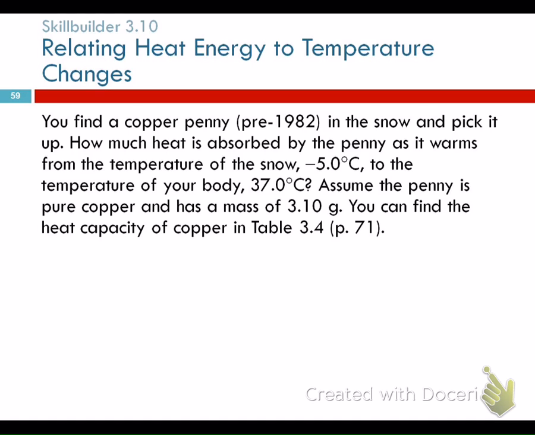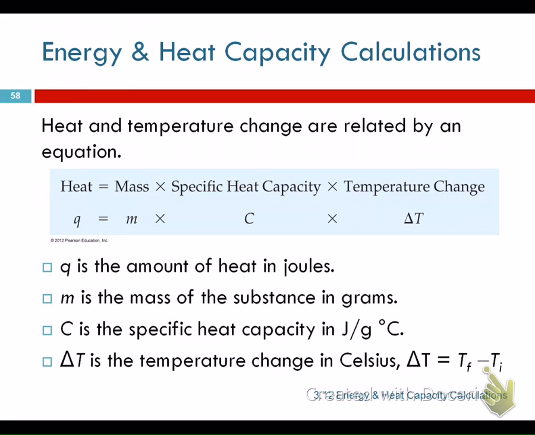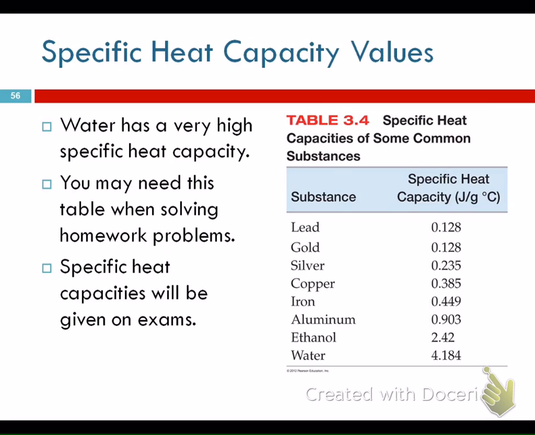Okay, so you have a copper penny in the snow, and you pick it up. How much heat is absorbed by the penny as it warms from the temperature of the snow, minus 5 degrees Celsius, to the temperature of your body at 37 degrees Celsius? Assume the penny is pure copper and has a mass of 3.1 grams. You can find the heat capacity of copper in this table. So we're going to find the heat capacity and we'll write it down. What is it?